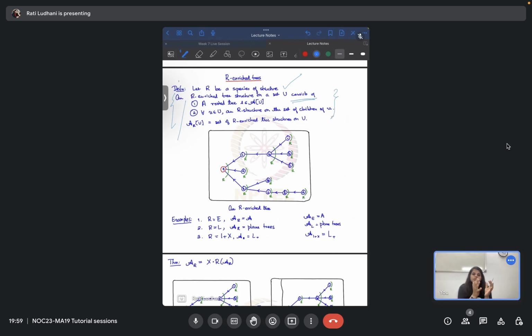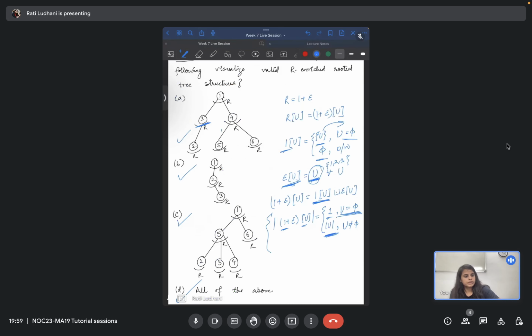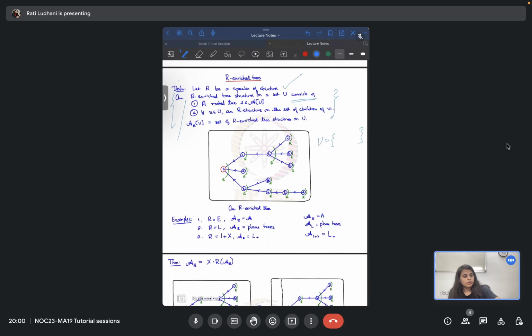So you have a rooted tree. You can always have rooted trees on U. So you have a set U, for example, in this situation, 1 2 3 4 5 6. This is your U in this case. I don't want to write it here, because when you consider the number of children, you might confuse it with this U. So I don't want to write that. So what do you have?